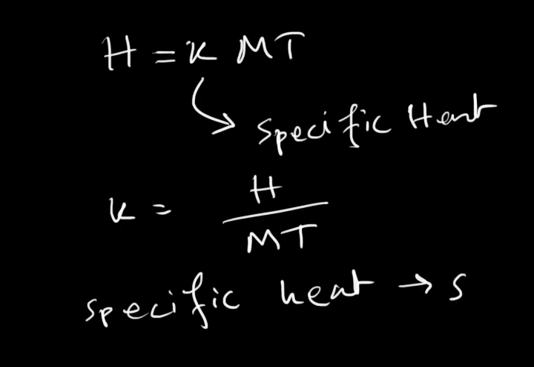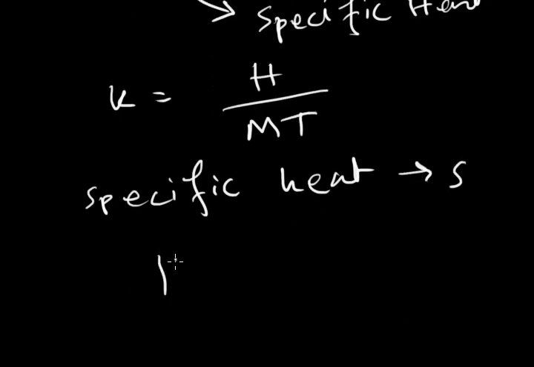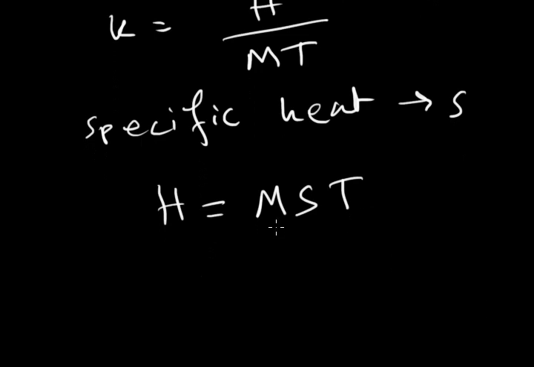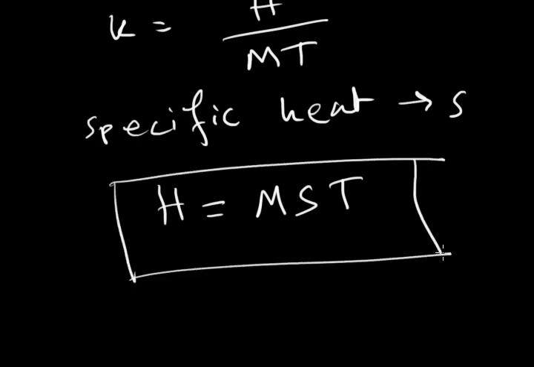So the equation looks something like H equals MST, where T is the change in temperature, M is the mass of the material, and S is the specific heat property of the material. And due to the change in temperature, the exchanged heat may be increasing, may be decreasing. The exchanged heat is H, and this is the basic equation for that.